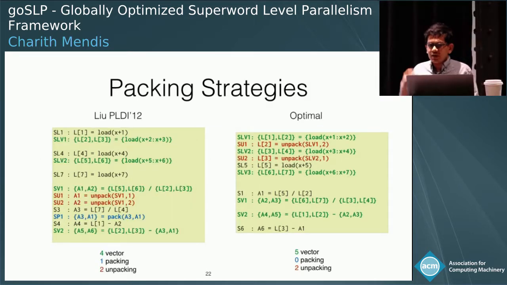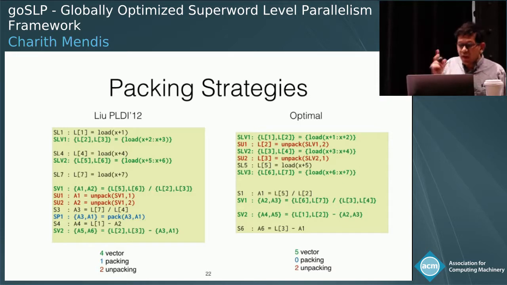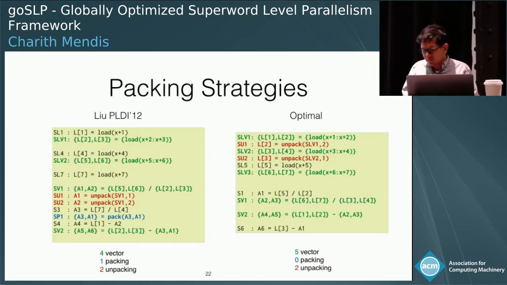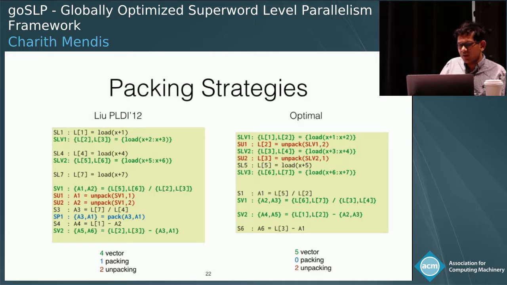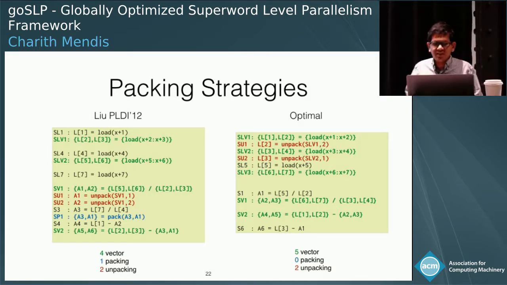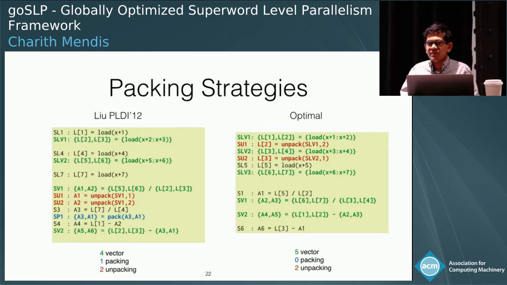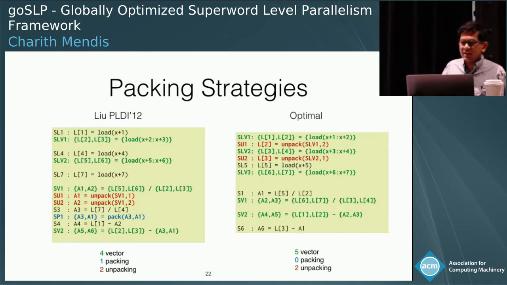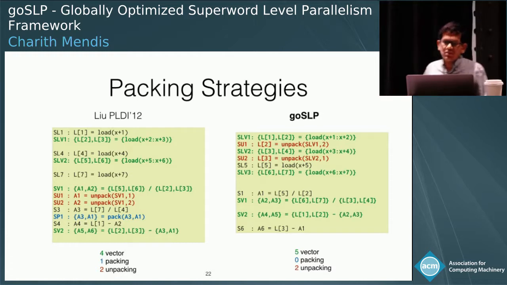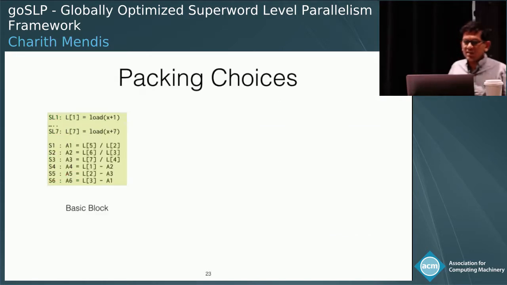Liu's strategy or any greedy strategy has a specific algorithm which pinpoints what to pack and unpack, where to vectorize or not. But in goSLP, we do a search where we search for the most profitable packing strategy, and hence we can achieve this optimality here. Then can we do this search enumeratively?